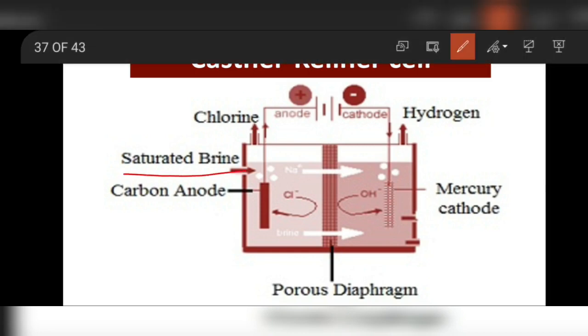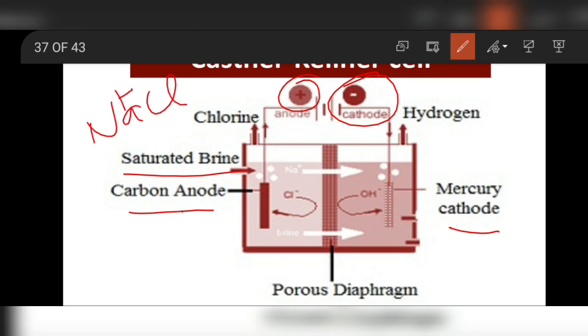Here you can see the image, a saturated brine solution, that is NaCl solution. Then you have a carbon anode and a mercury cathode. The sign of the anode is positive and the charge of the cathode is negative. This brine solution, NaCl, is Na plus and Cl minus. The Na plus will move towards the cathode, since it is a negatively charged electrode, and sodium metal will combine with mercury to form sodium amalgam there.